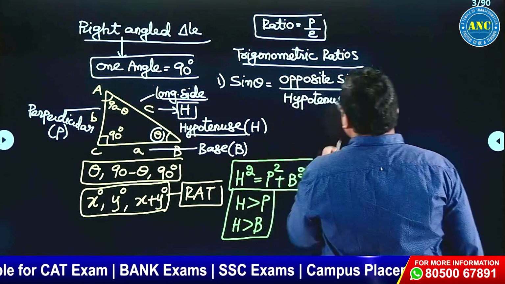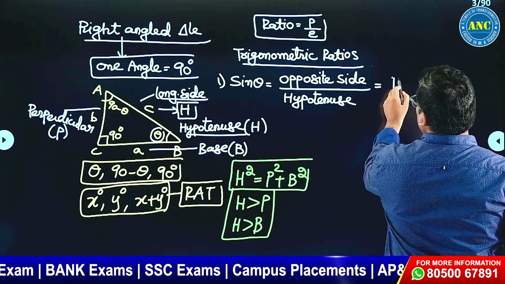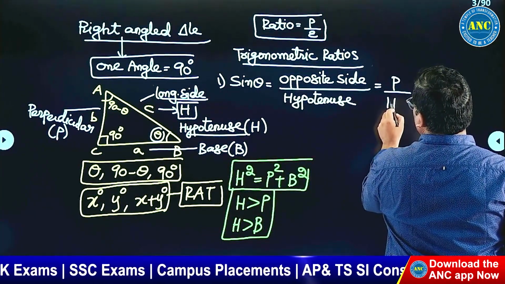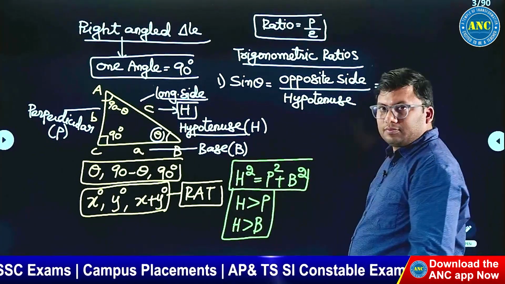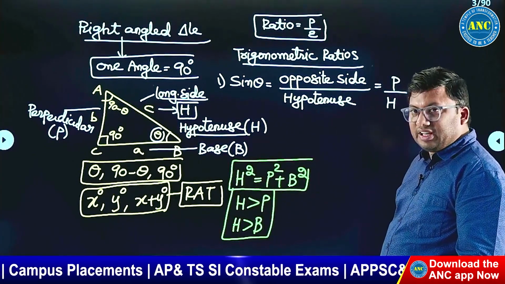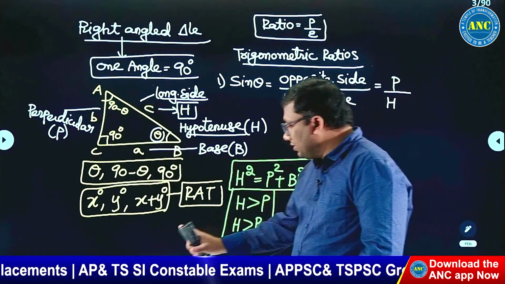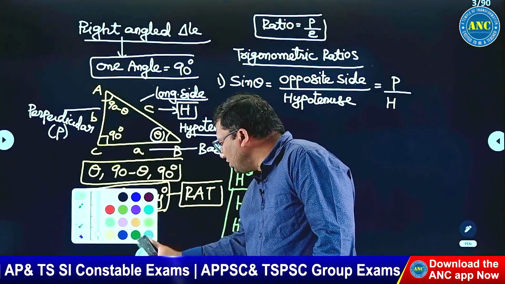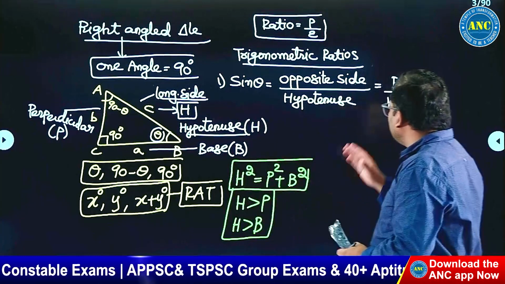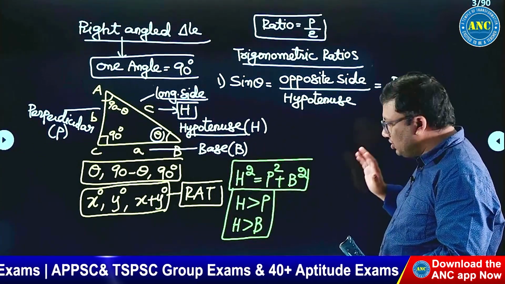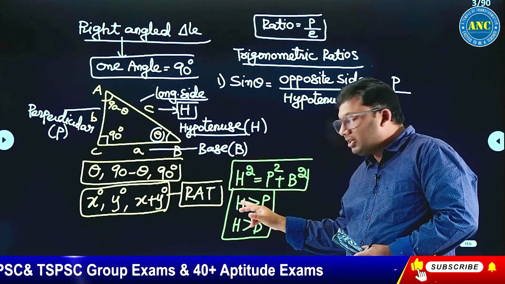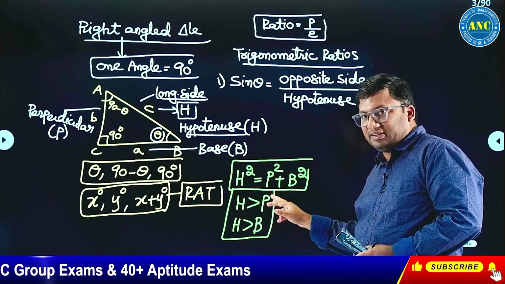Opposite side, it is P. Hypotenuse, it is H. Now listen. Now you tell me, sir, sin theta is P by H. What is the condition? H is greater than P.